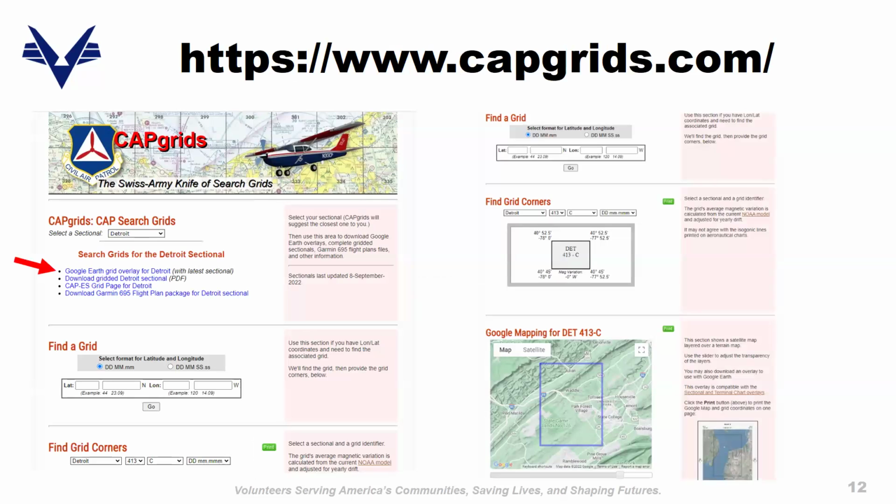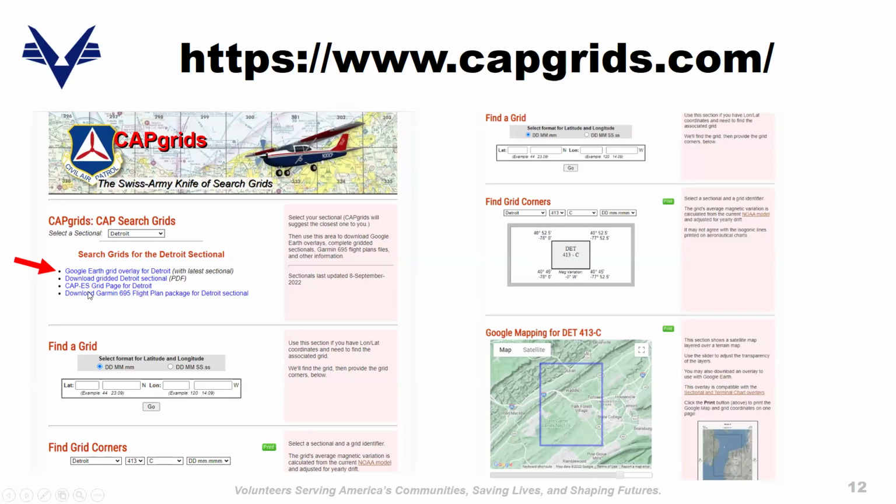And I highly recommend this website, capgrids.com, because you can do several things. First of all, you can enter latitude and longitude, and it will tell you which grid this point would be in. Another thing you can do is select a grid you want, for example, Detroit 413 Charlie, and then you will get a picture with the coordinates of its corners. You'll also see it on the map.